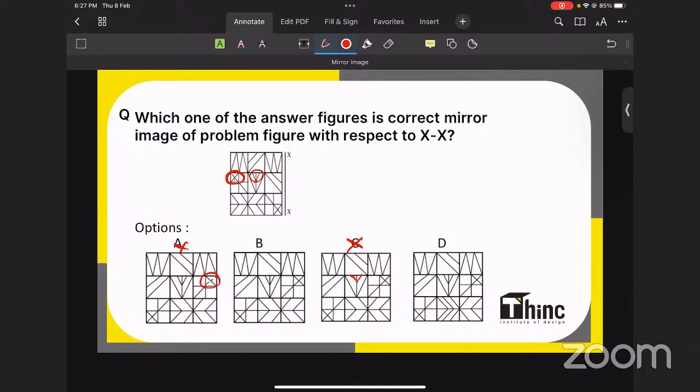So now comes to option B and D. What is a major difference between them? This particular additional line is a major difference. So look into that particular line. So over here, it is not present in the question. So option D is wrong.